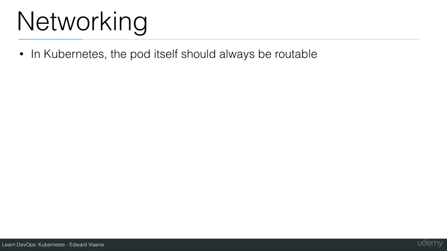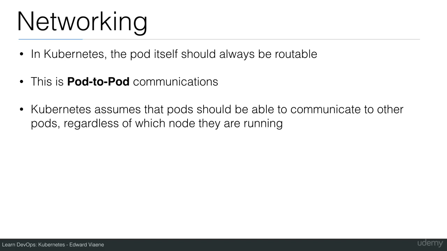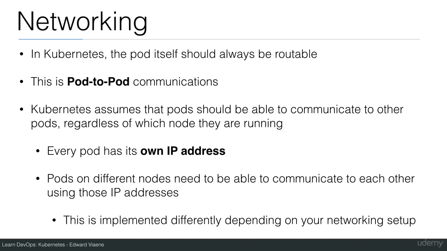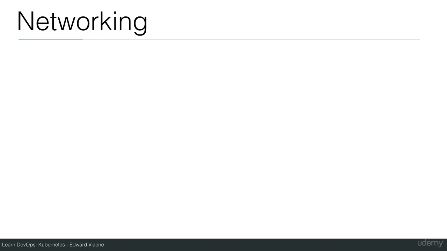In Kubernetes, the pod itself should always be routable. This is pod-to-pod communication. Kubernetes assumes that pods should be able to communicate to other pods regardless of which node they are running on. Every pod has therefore its own IP address. Pods on different nodes need to be able to communicate to each other using those IP addresses. This is implemented differently depending on your networking setup.